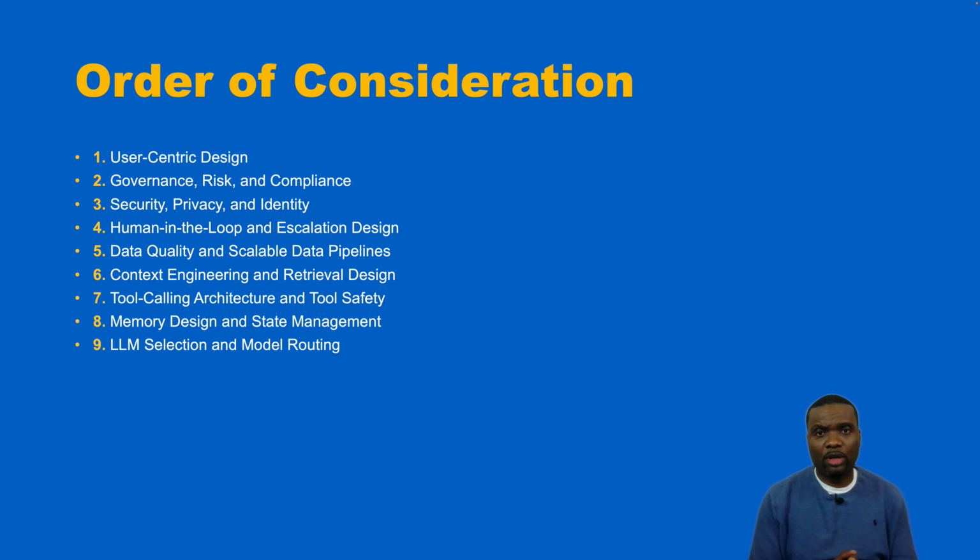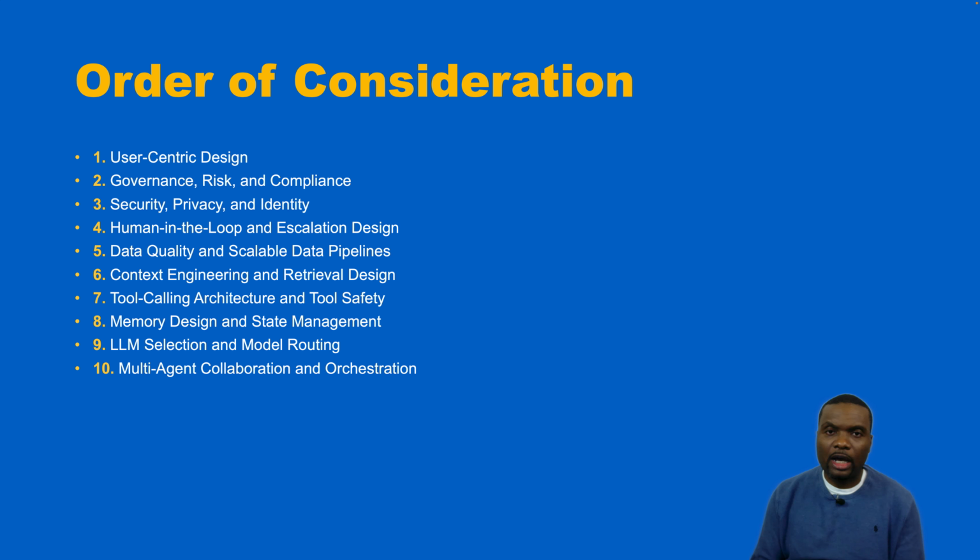Now we're going to move into what you need to think about when you are picking your large language models and how you are routing different tasks to different models within the different agents if you have one or more agents. There are some scenarios where you may have to break down a particular task for multiple agents to handle. So we'll talk about multi-agent collaboration and how to orchestrate that.